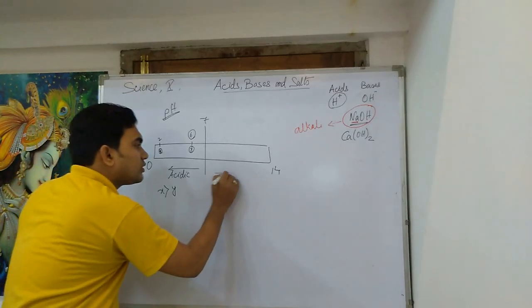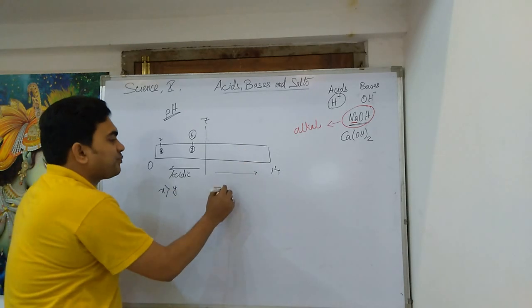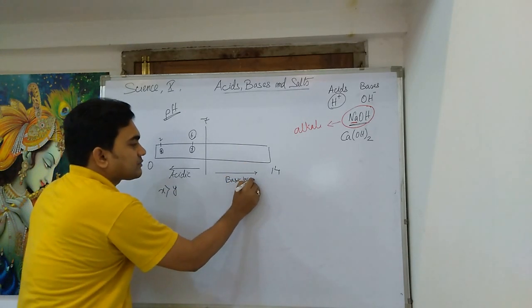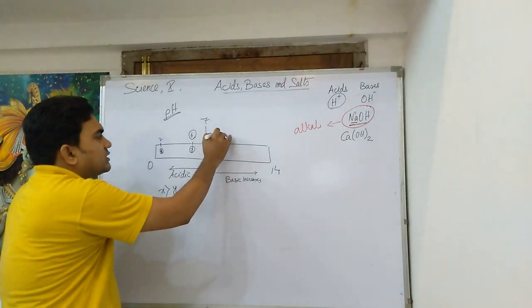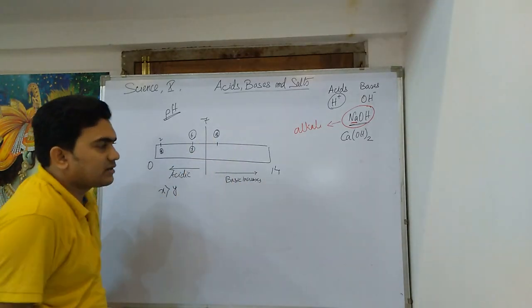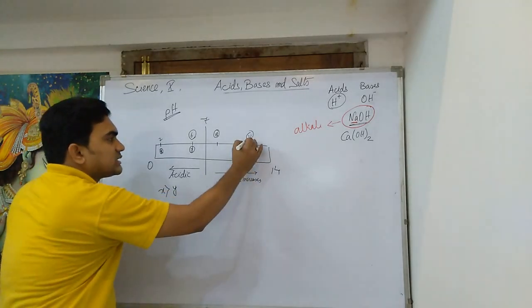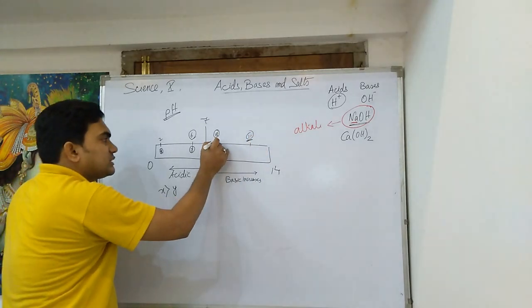Similarly, if we go on increasing from 7, then the basic character increases. Like if there is a base which has pH 8 and the other one is suppose 10 or 11, then the latter base is stronger as compared to the former.